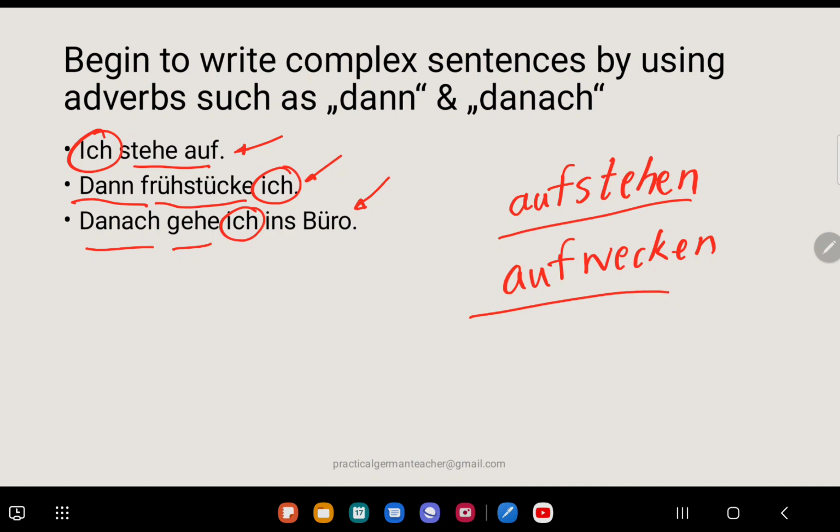Before I go there, please notice here aufstehen is a verb, and so you only conjugate the stehen part. Auf is the prefix, so it is at the last position. Now coming back to the topic, so aufstehen, aufwecken.